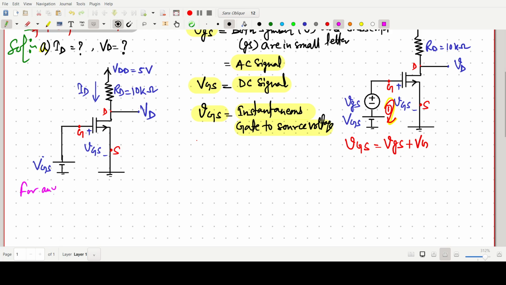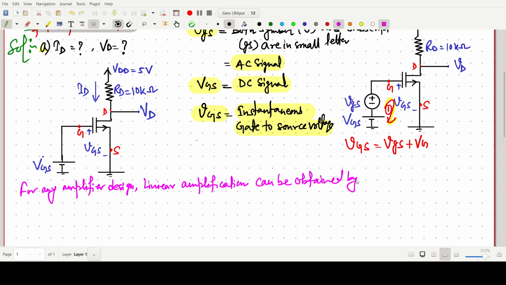For any amplifier design, linear amplification can be obtained by biasing the MOSFET in such a way that it is in the saturation region.